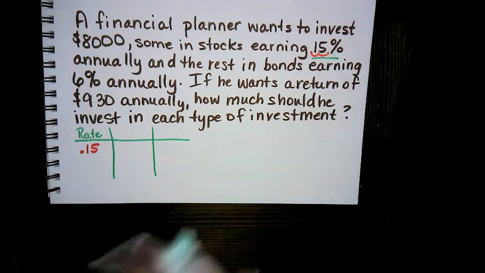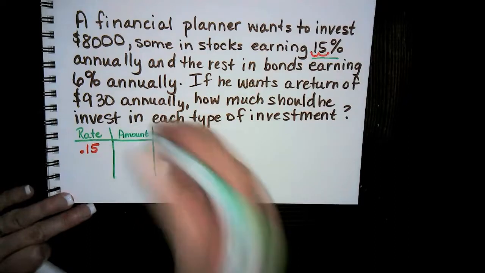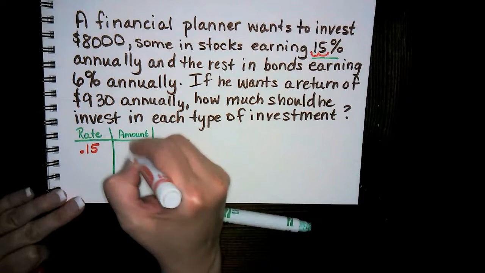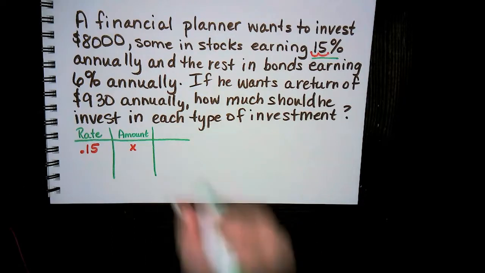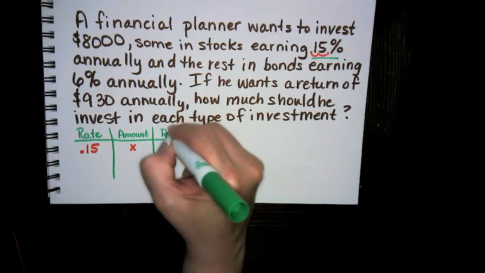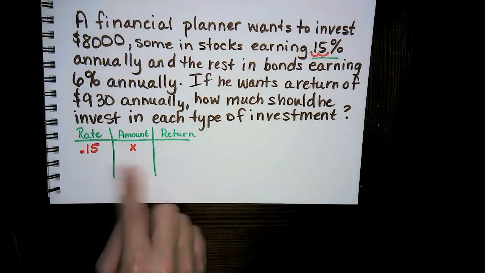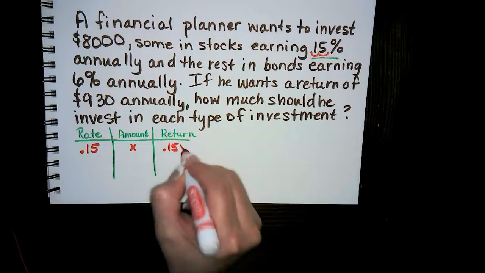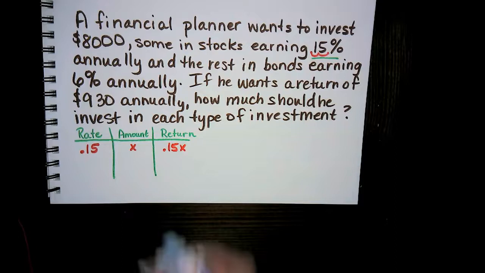And then in our second column, let's do the amount invested. For this one, let's say that we invest x. And then we want the return. To get the return column, we just multiply these two together. So I get 0.15x.